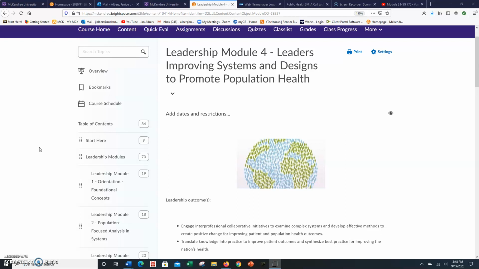With that being said, in a very broad overview, we're going to take a look at the American Organization for Nursing Leadership, their competencies and goals for population health, and we're going to share and examine each other's population-focused design project.